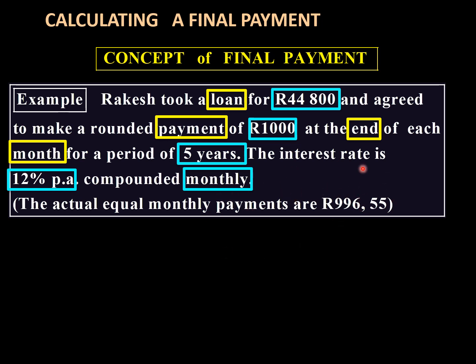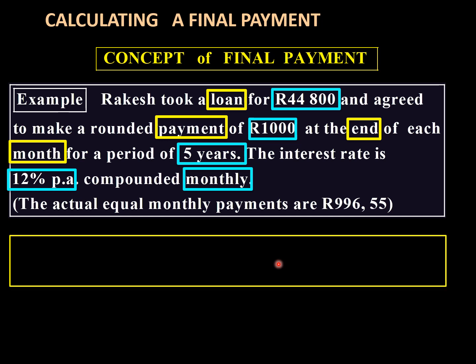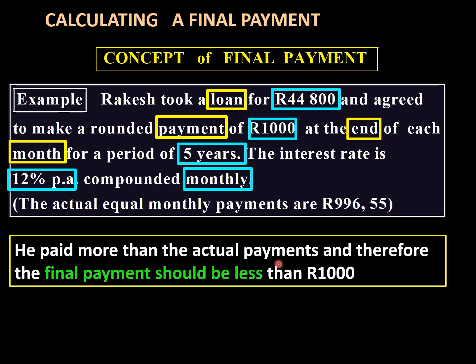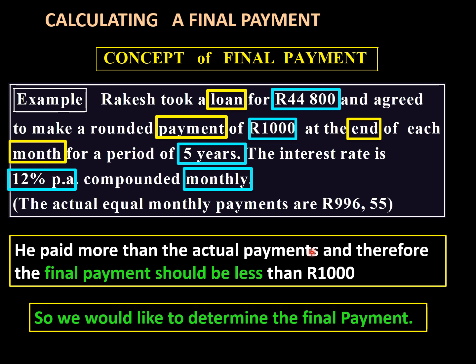If you refer back, when we calculate the number of payments, quite often when we work out the n, it might end up as, let's say, 47.5. But then we make the payments not 47, but we round it up, it becomes 48. So the last payment is different to the other payments, and we want to find what that final payment is. So he actually paid more, so therefore his final payment should be less than the 1,000, and we want to know exactly how much, so we'd like to determine that final payment, which we're going to do in the next few slides. Let's look at the procedure that we're going to follow.